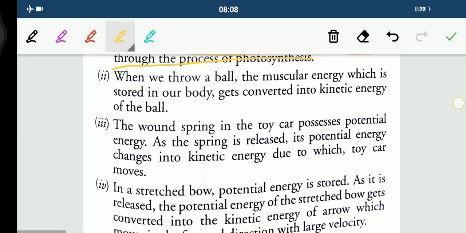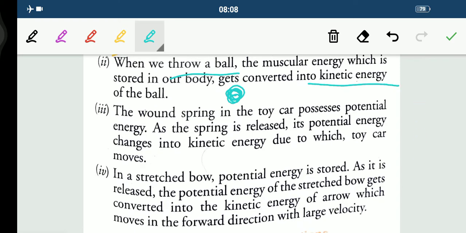Similarly children, we can have one more example here. When we throw a ball, what happens? There is muscular energy present within us. This muscular energy, which is stored in our body, gets converted into kinetic energy. Always remember that we utilize this muscular energy to throw the ball. And then the ball possesses motion. It is in motion. That is why the energy is converted from muscular to kinetic. I hope it is clear.